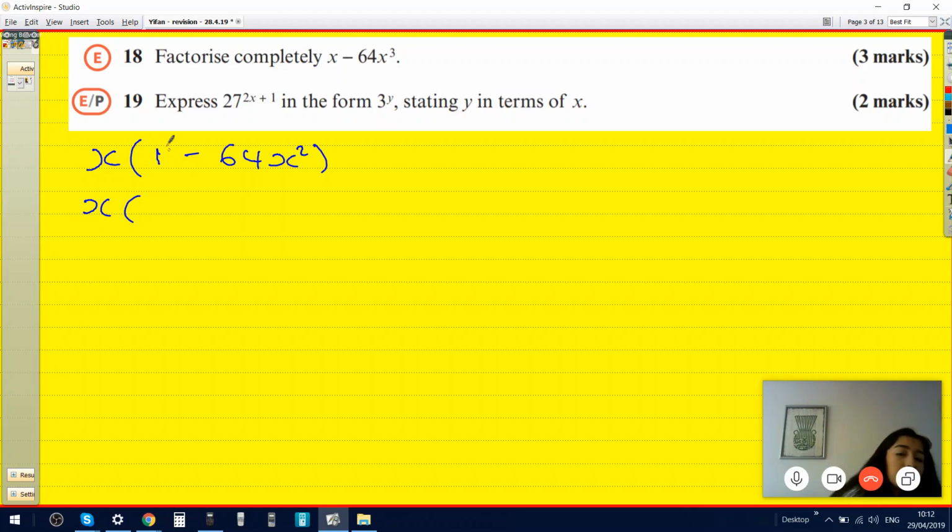What times what gives you 1? What times what? Yeah. 1. What times what gives you 64? 8. What times what gives you x squared? X.